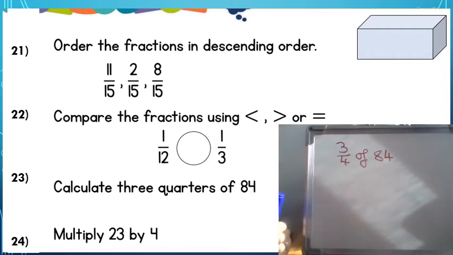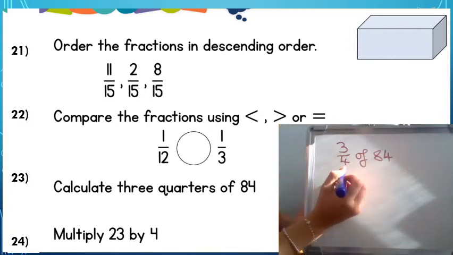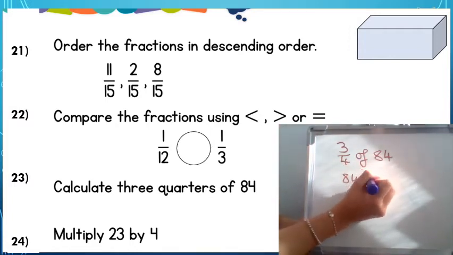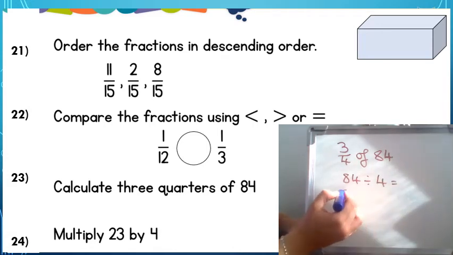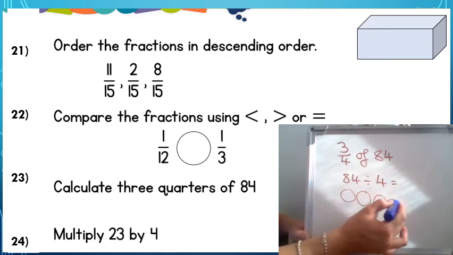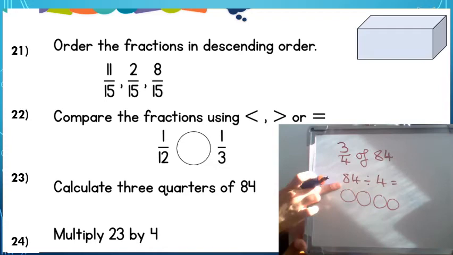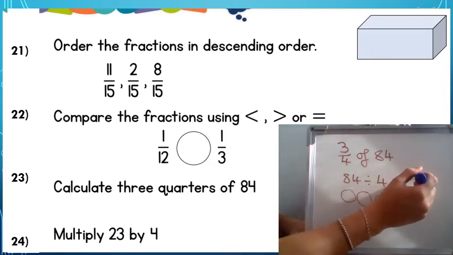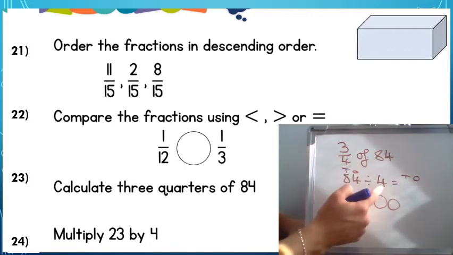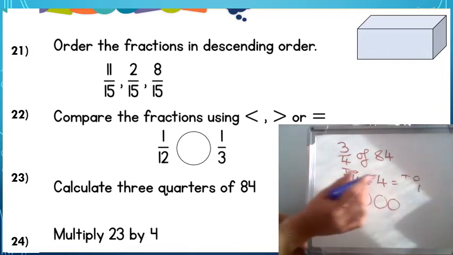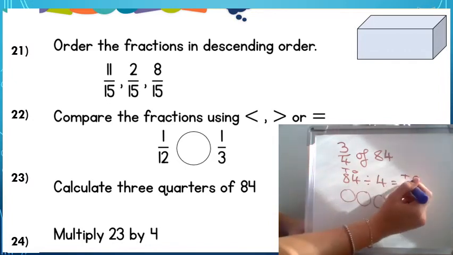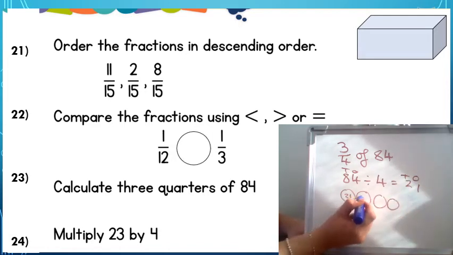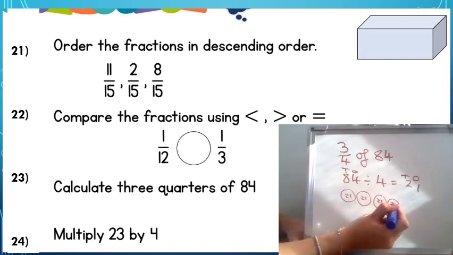Then you're finding 3/4 of 84, so I've got 3/4 of 84. So first I'm going to do 84 divided by 4. Now, I could have partitioned it, however, I know that 4 and 8 are both in my 4 times tables. So I can do, if I write my tens and ones, how many 4s go into 4? Well, that's 1. How many 4s go into 8? That's 2. So in each part there is 21.